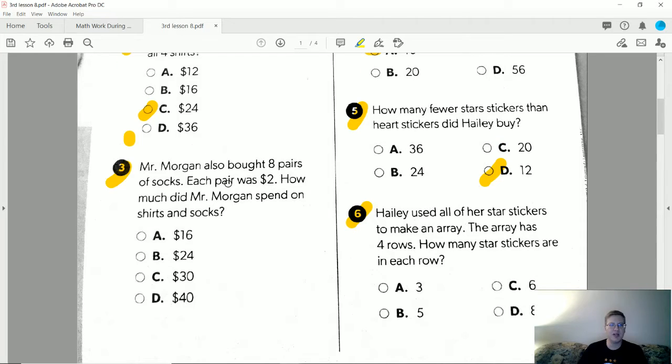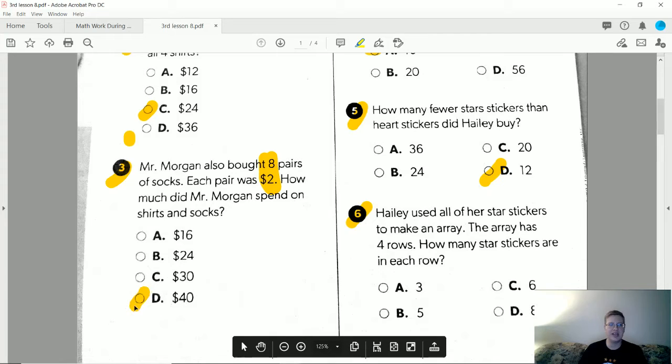Number 3, Mr. Morgan also bought 8 pairs of socks, and each pair was $2 each. How much did he spend on shirts and socks? So this part here is going to be its own separate problem. So we have to do 8 times 2, which is 16, and then add that to our answer from up here. And when we do that, we should get the answer 40.